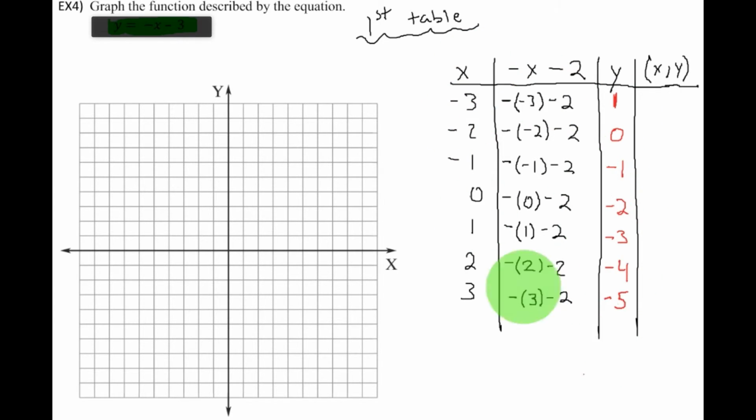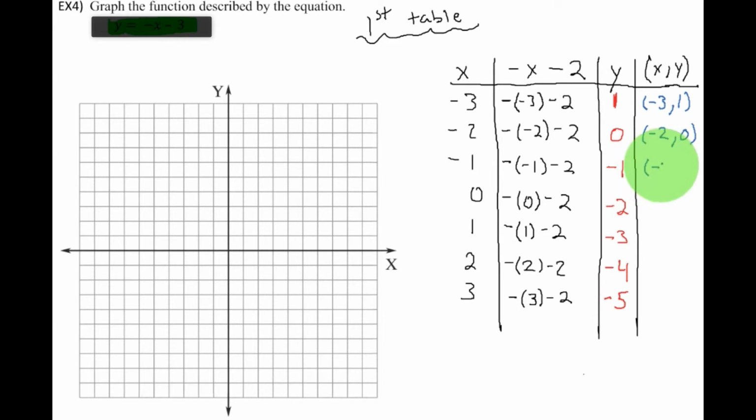So let's go ahead and write these ordered pairs out over to the side. I'm going to use a totally different pen color this time. So my x value starting out was negative 3, my y value is positive 1. When my x value is negative 2, y is 0.